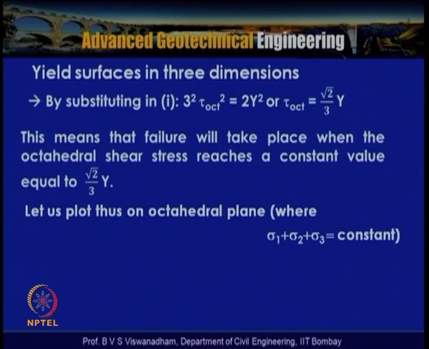The physical significance of this is that failure will take place when the octahedral shear stress reaches a constant value equivalent to √2/3 times Y, where Y is the yield stress in tension. So when we substituted the octahedral shear stress into the yield function given by von Mises, we got τ_oct in terms of √2/3 times Y, indicating that failure takes place when it reaches this constant value.